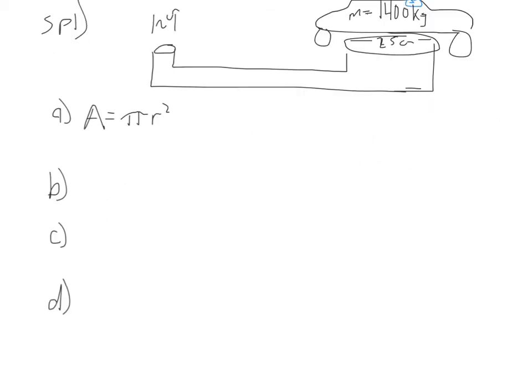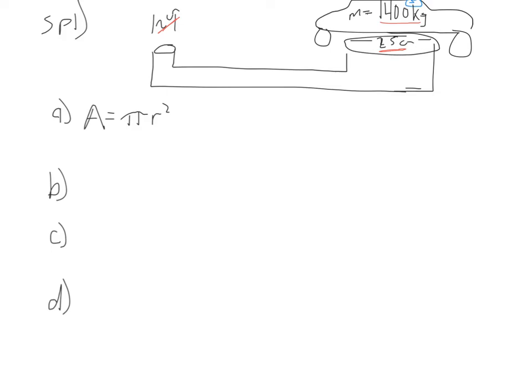All right, finally, synthesis problem number 1. Synthesis problem 1 says we have an input piston on a hydraulic jack with a diameter of 2 centimeters. And it's a little hard to read, but this says 2 centimeters. And we have a load piston on the other side with a diameter of 25 centimeters. The jack is being used to lift a car, and the car has a mass of 1,400 kilograms. And we have 4 parts, A, B, C, and D.